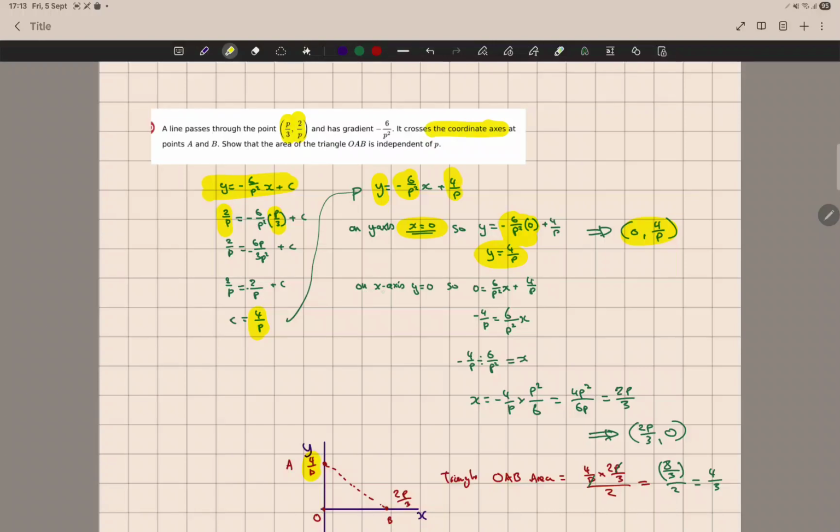And the same thing is true on the x-axis. All y values are 0, so it's going to be some coordinate with a y value of 0. So I can substitute y as 0 and then solve again. So in this case, I start off with 0 equals minus 6 over p squared x plus 4 over p. Subtract 4 over p from both sides to get this, and then divide both sides by 6 over p squared. Get this, and you should know how to divide by a fraction. So to simplify this, I've got minus 4 over p divided by 6 over p squared, so multiplied by p squared over 6, and I get this.